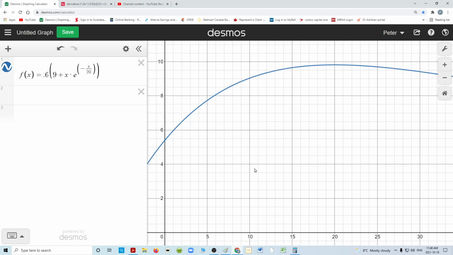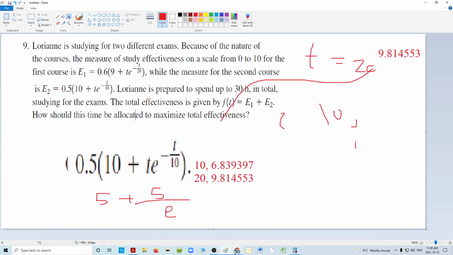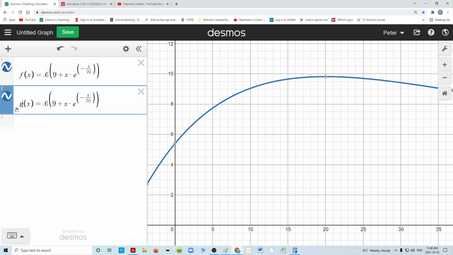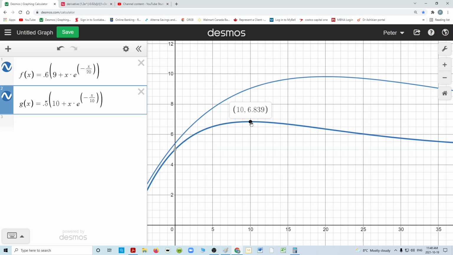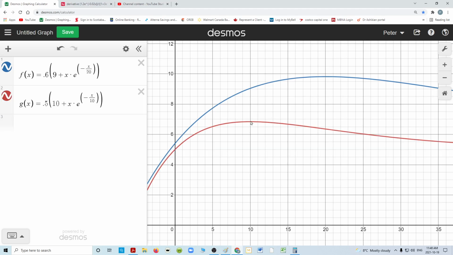There we go. It's quite clear that the max achieved is right there at 20 hours, and indeed the maximum efficiency is 9.615. And then this other one we'll call g of x, which is 0.5 times 10 plus 0.5x times e to the negative x over 10. And it's quite clear that the maximum efficiency occurs at 10 hours.